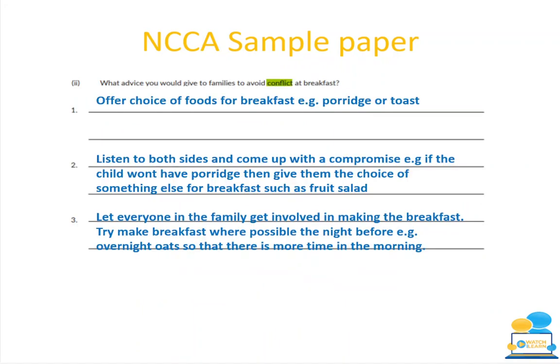Here's an NCCA sample paper. It says part 2, what advice would you give to families to avoid conflict at breakfast? My sample answers are to offer choice of foods for breakfast. For example, offer porridge or toast. Don't just say you're having this porridge and nothing else and you're not leaving until you eat it. If you do that, there's going to be a big, huge argument. If you compromise and offer a choice or involve the child when you're doing the shopping, then you're more likely to avoid confrontation first thing in the morning.